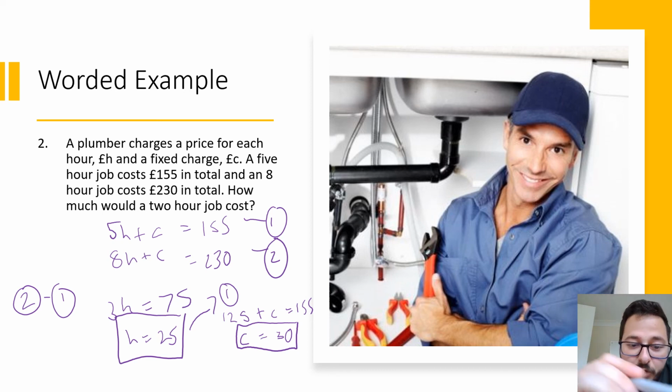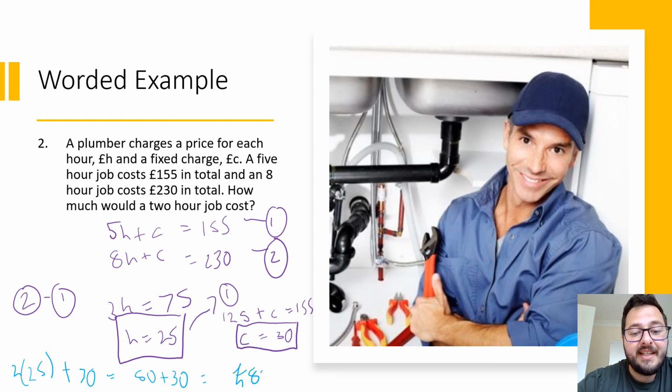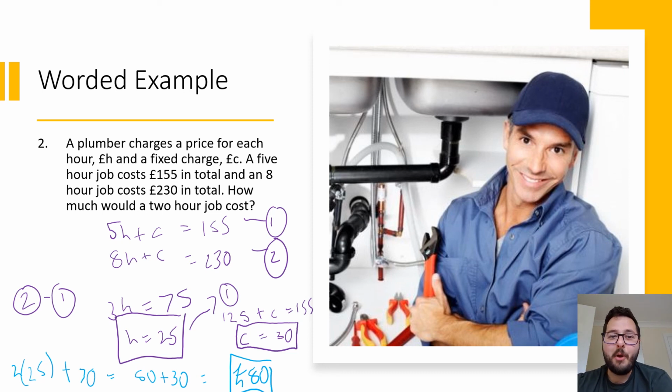Well, let's grab a different colour. That's just going to be 2 lots of h, which is 25, plus the c, which is 30. So 2 times 25 is 50, and 50 plus 30 is £80. And that's our answer.